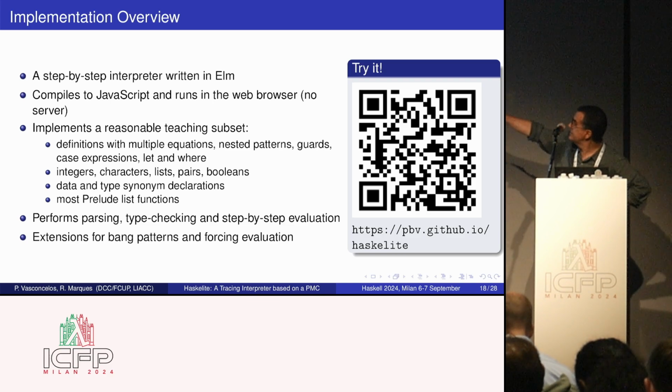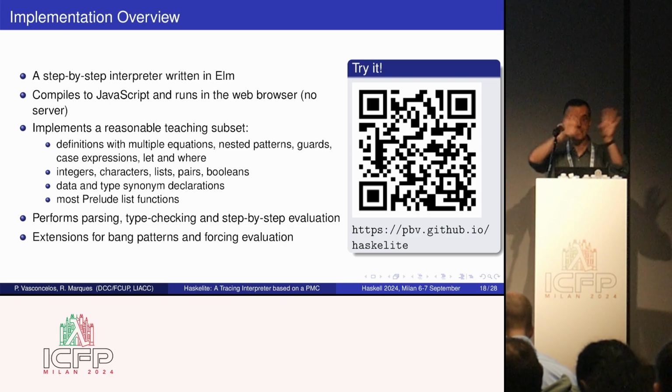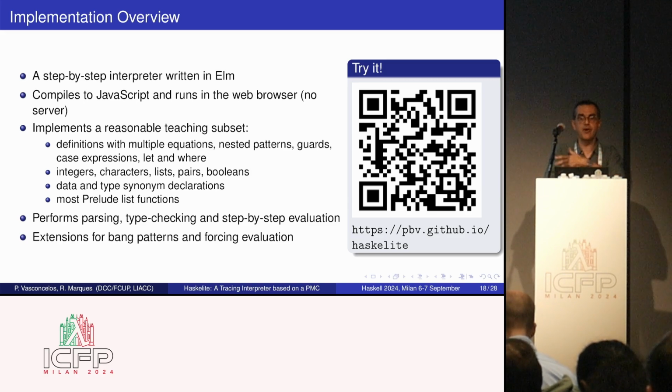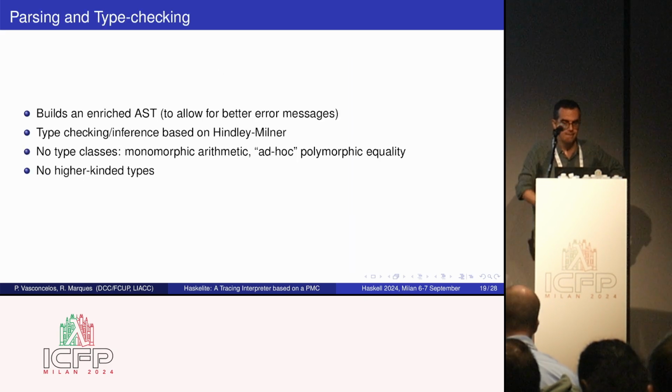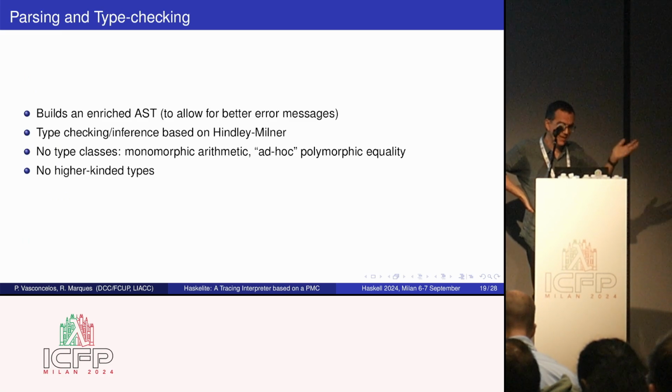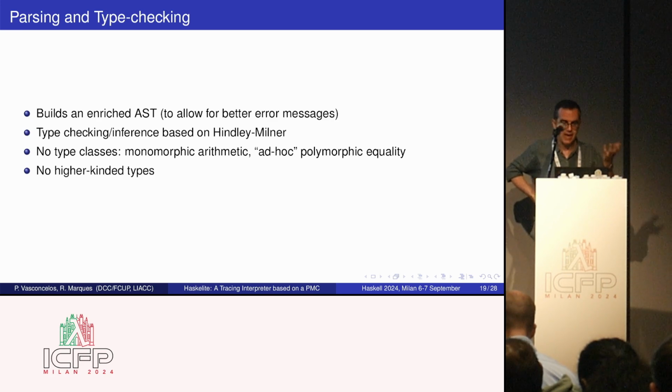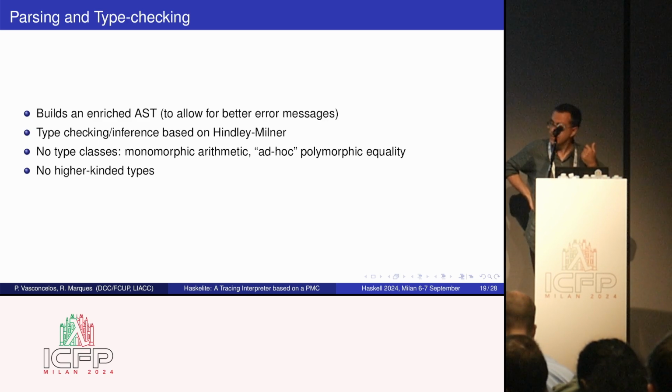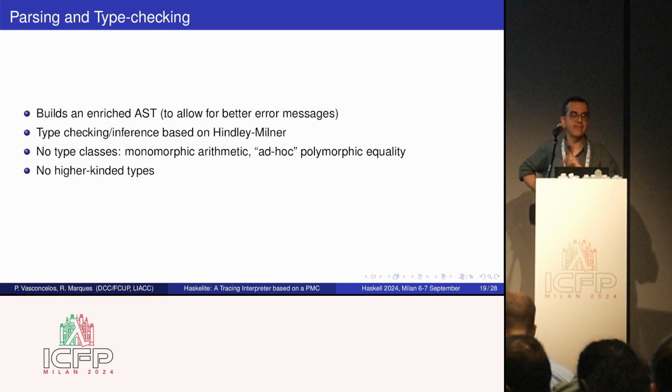By the way, this GitHub page has the actual demos. There's lots of demos you can try there. You can run it on a smartphone. It's fast enough to run on a smartphone, no problem there. So how does the parsing and type checking work? Pretty standard stuff. There's nothing very sophisticated here. I build an enriched AST just so that I allow better error messages, or I should actually say less bad error messages. We'll come to that.